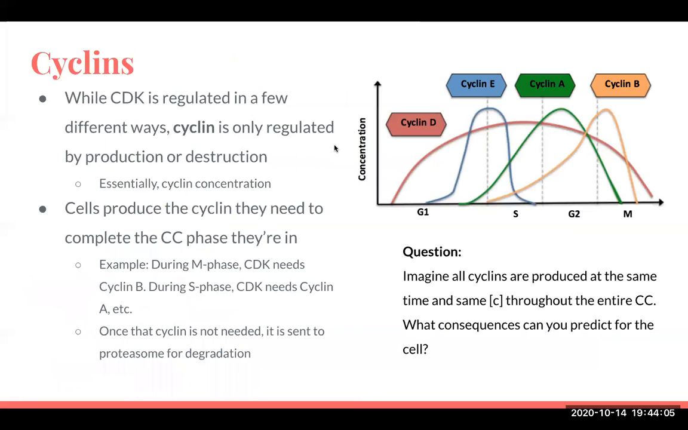Okay, so cyclins, like I said, just help CDKs do their thing. The only real way to regulate cyclins is by their concentration, so by producing or destroying cyclins. There's no other mechanism for that. So this just reiterates everything that I was saying before.